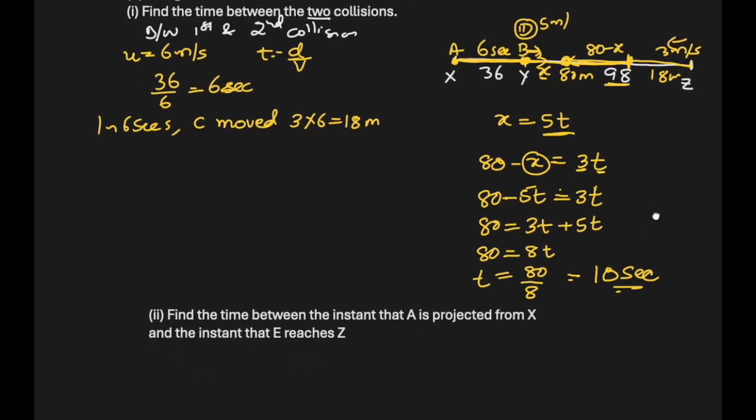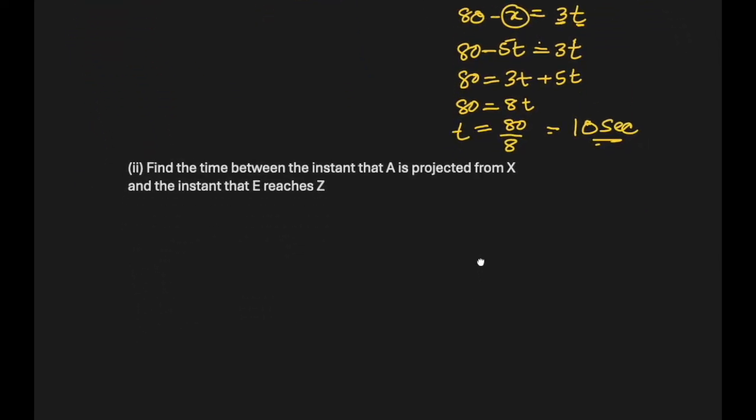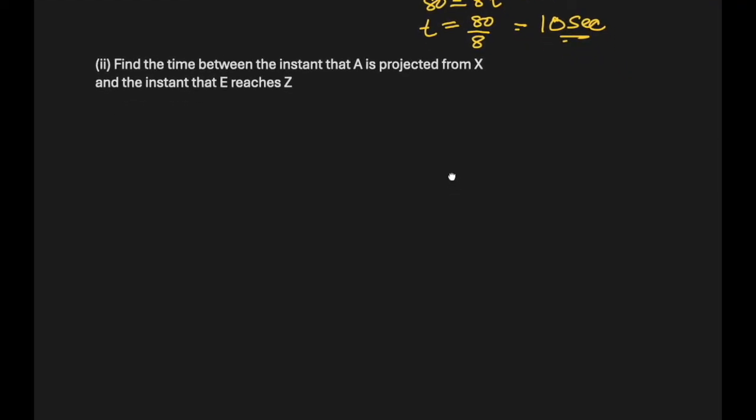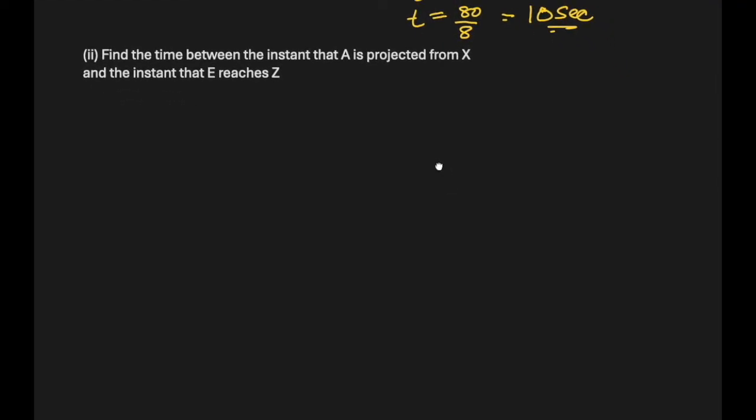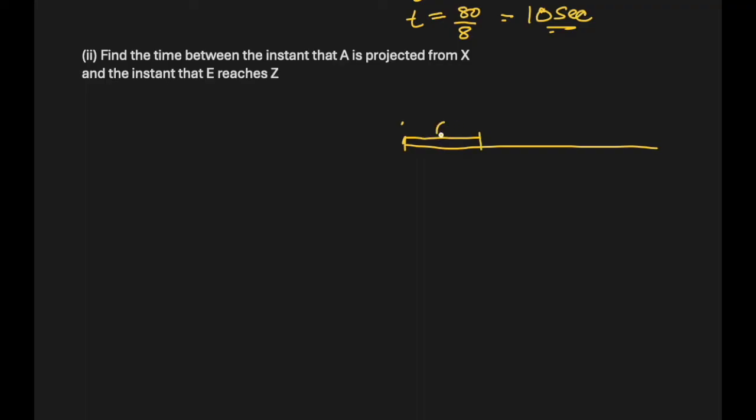There is another part to this one. Find the time between the instant A is projected from X. We already know some time out of this. So A is projected from here to here. It takes 6 seconds.